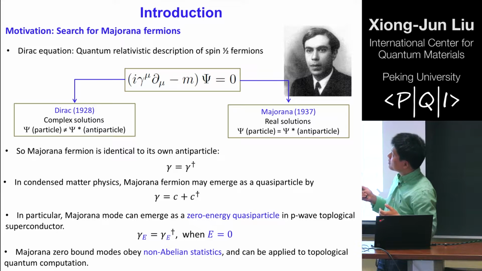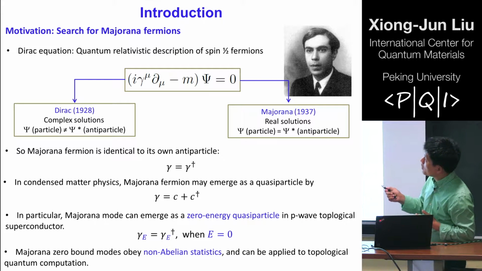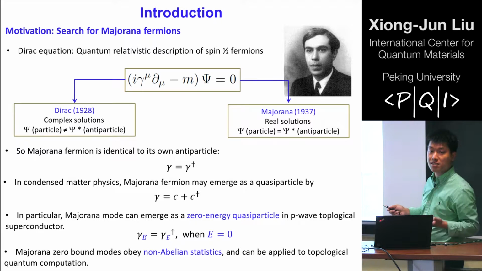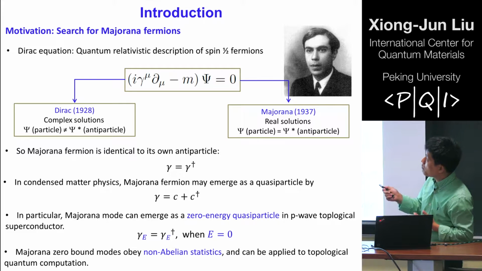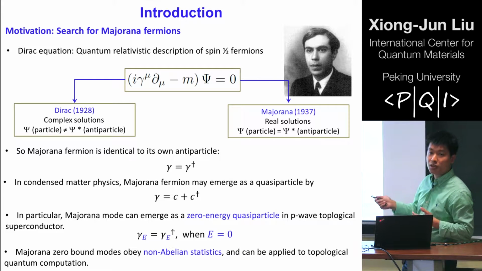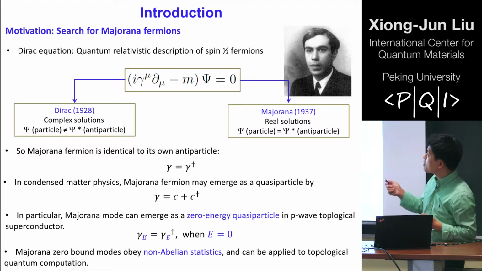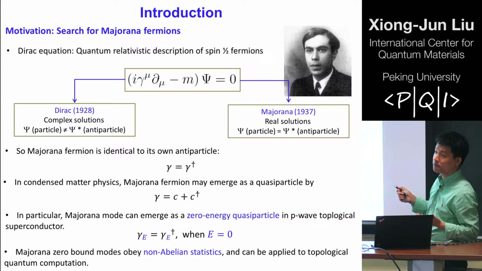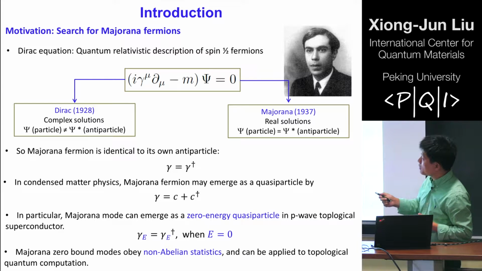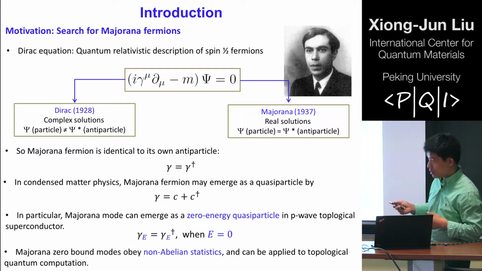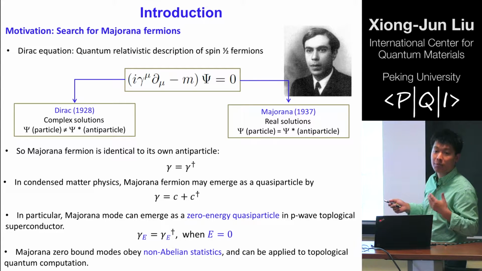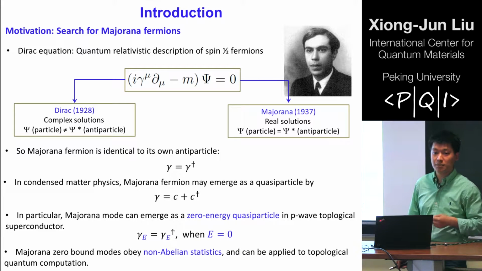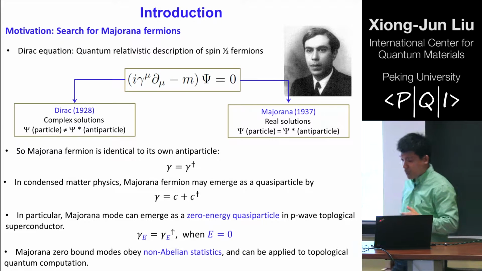However, Majorana made a modification to the Dirac equation. He rewrote the gamma matrices in a fully complex representation. If gamma mu is complex, then the equation becomes real, so you have real solutions. For a real solution, of course, the wave function psi equals psi star. In terms of operators, gamma equals gamma dagger. This means the particle and the antiparticle are identical.